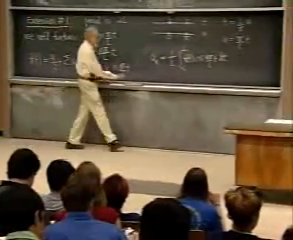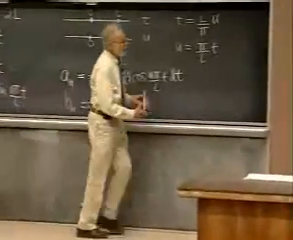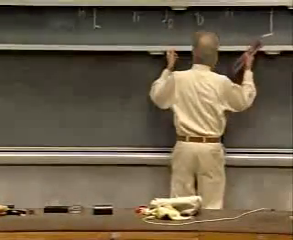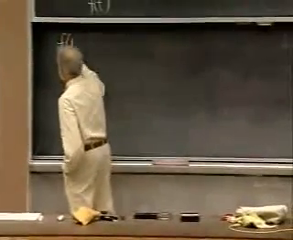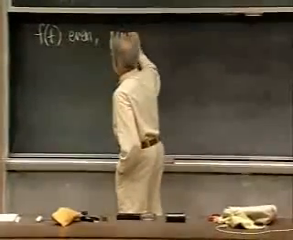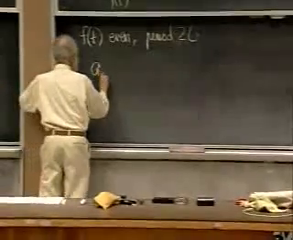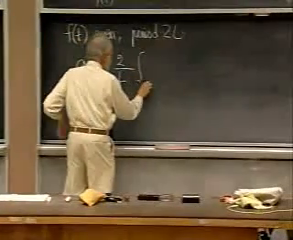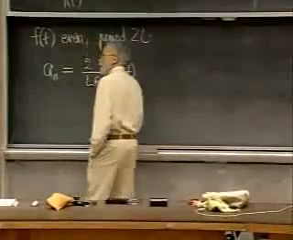And similarly, bn is similar. It looks just the same way. And the same even-odd business goes too, so that if f of t, for example, is even and has period 2L, then the best formula for the an will not be that one. It will be 2 over L, where you integrate only from 0 to L, f of t cosine nt dt.